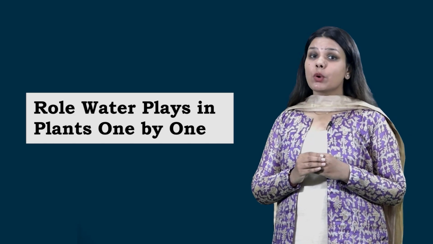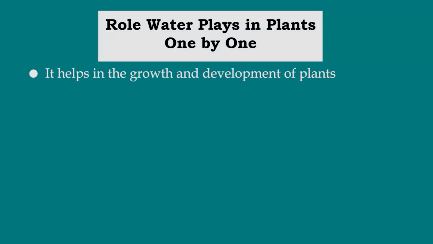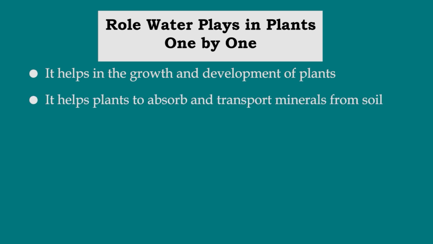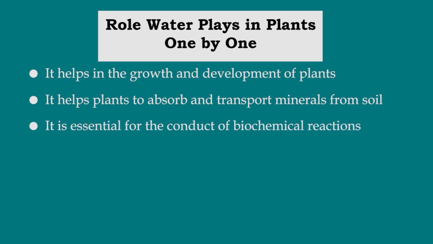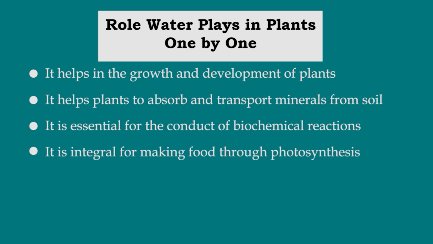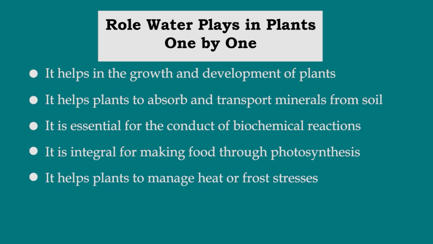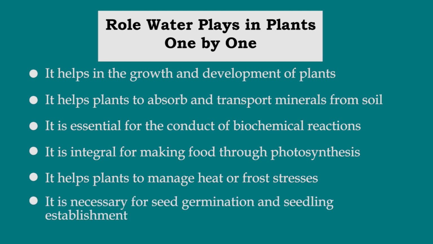Let us now understand the role water plays in plants one by one. First, it helps in the growth and development of plants. Second, it helps plants to absorb and transport minerals from soil. Third, it is essential for the conduction of biochemical reactions. Fourth, it is integral for making food through photosynthesis. Fifth, it helps plants to manage heat or frost stresses, and it is necessary for seed germination and seedling establishment.